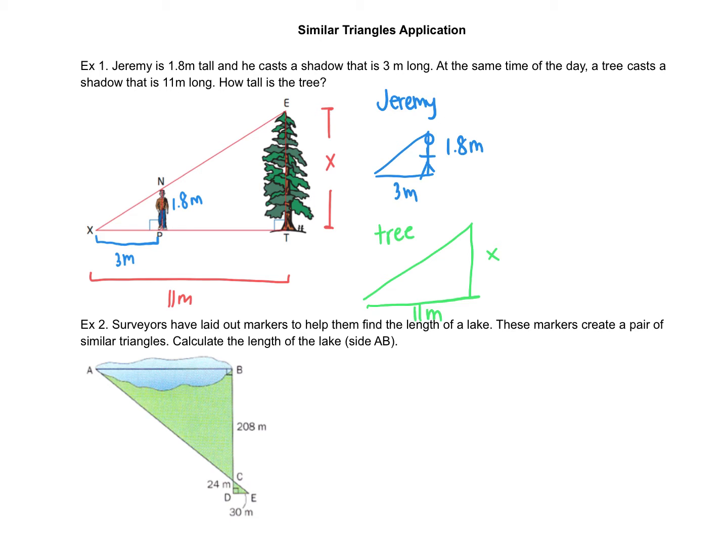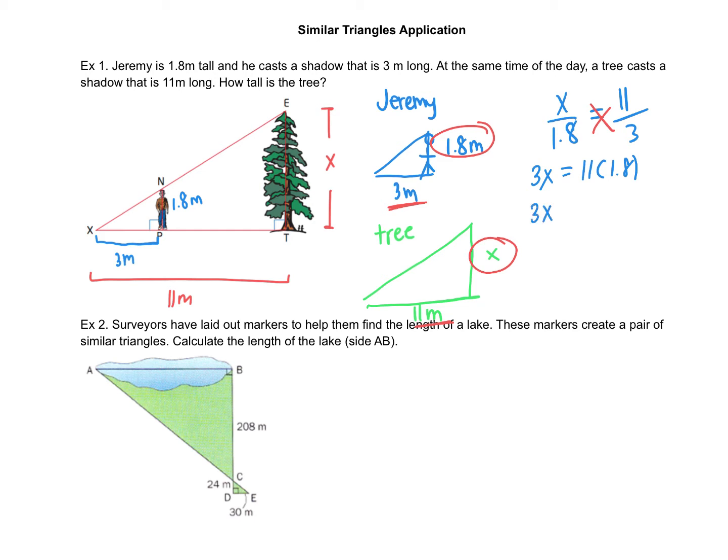All right, let's set up our proportions. We know that the two heights correspond, so X and the 1.8. I'm going to put the tree on top. And then the two bases should correspond, so Jeremy's shadow and the tree's shadow. So the tree goes on top because of how I set it up. And now we can cross multiply. So 3 goes with X, 11 goes with 1.8, and now we can clean up a little bit.